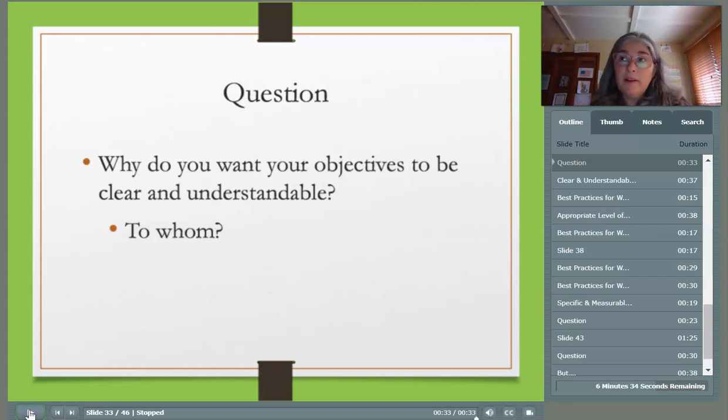And the one for parents, that is especially important for the elementary grades. So if you have a child who's missed school and they're home sick and the parent's trying to help them catch up on their homework, the parent needs to be able to understand what the student is supposed to be getting out of the assignment.